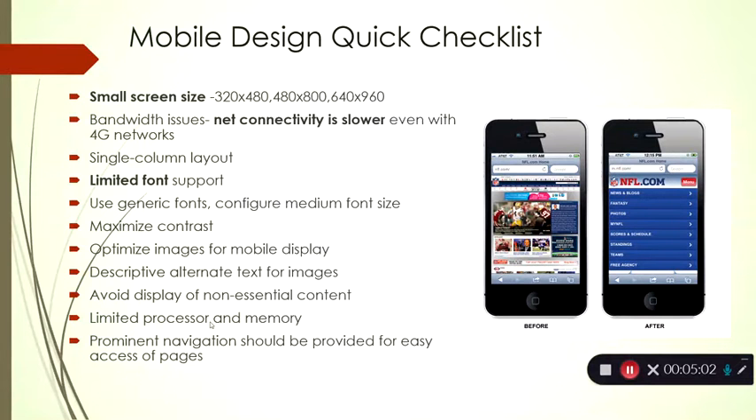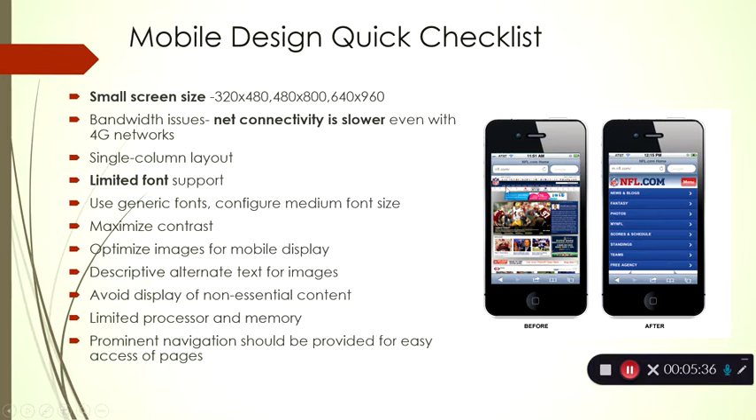Always keep in your mind that the mobile processor and memory are very low compared to the PC processor and memory. So you have to always consider these limitations when you work on designing a website for mobile-friendly display. Also, a very important thing to consider when it comes to navigation is to always go for single column navigation, as shown in the figure.